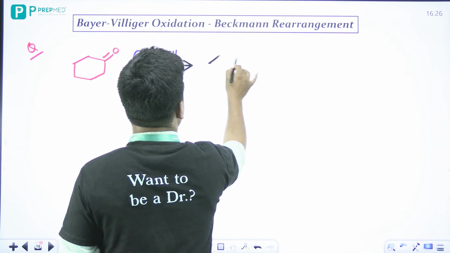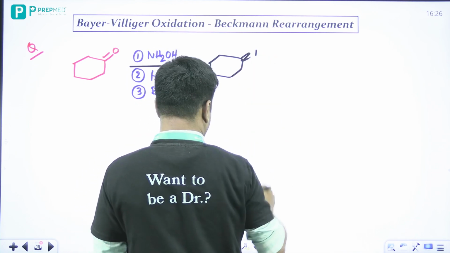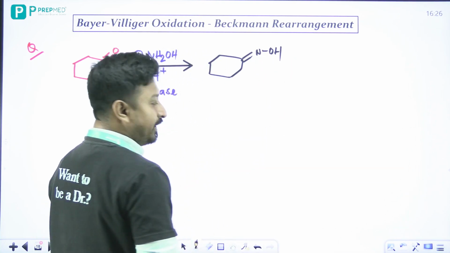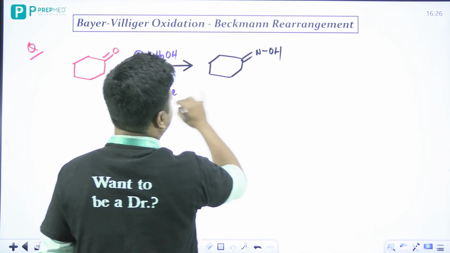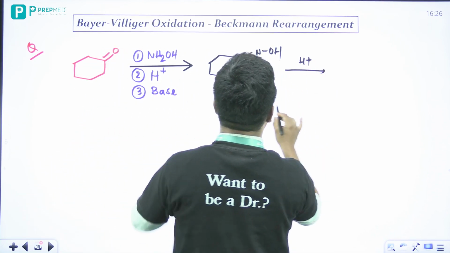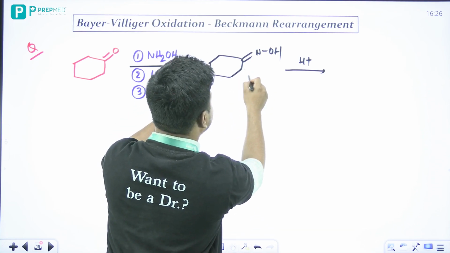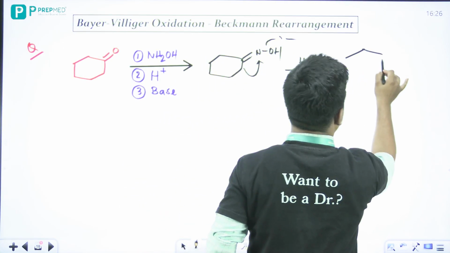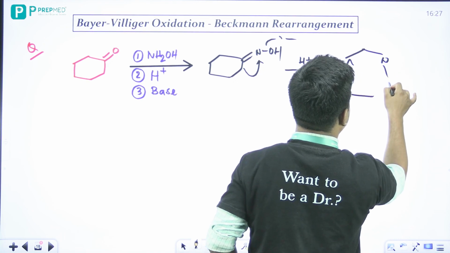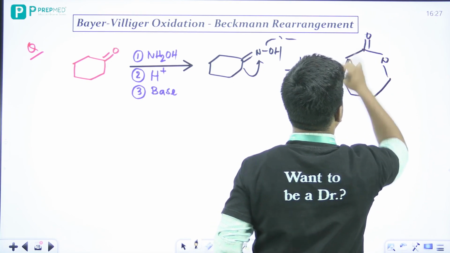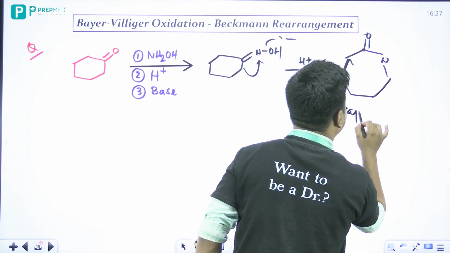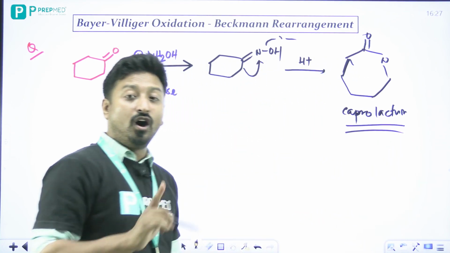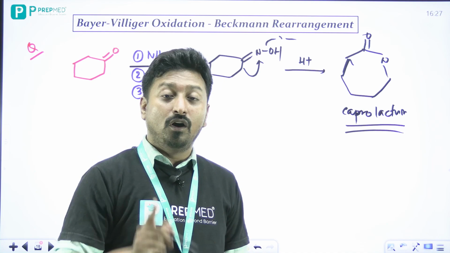First definitely, if I add hydroxylamine, it will be double bonded NOH, an oxime will be created. Now if you give H plus, the ring will expand, because this will come here, then water will come out like that, and the steps will follow. So instead of that, what we will get is something like this. This is called caprolactam.